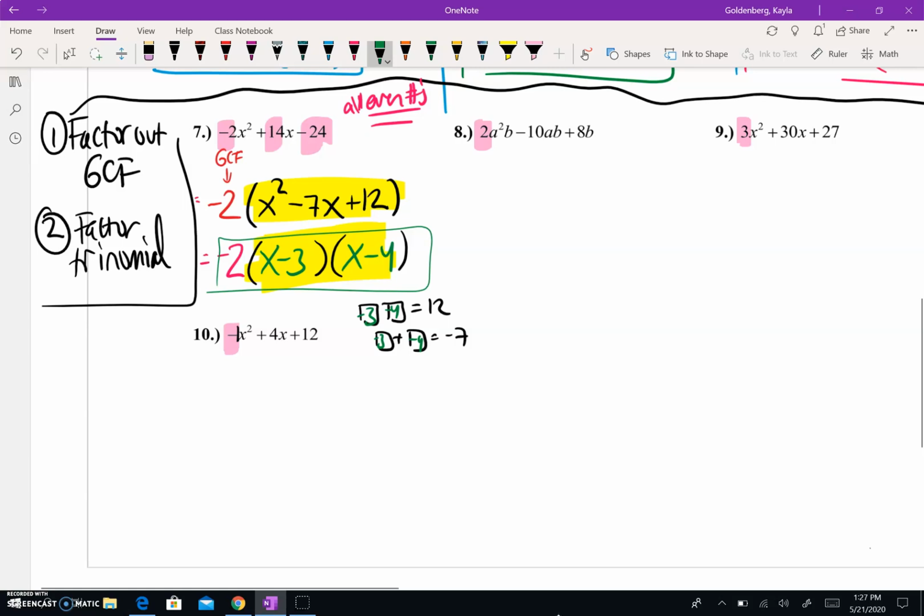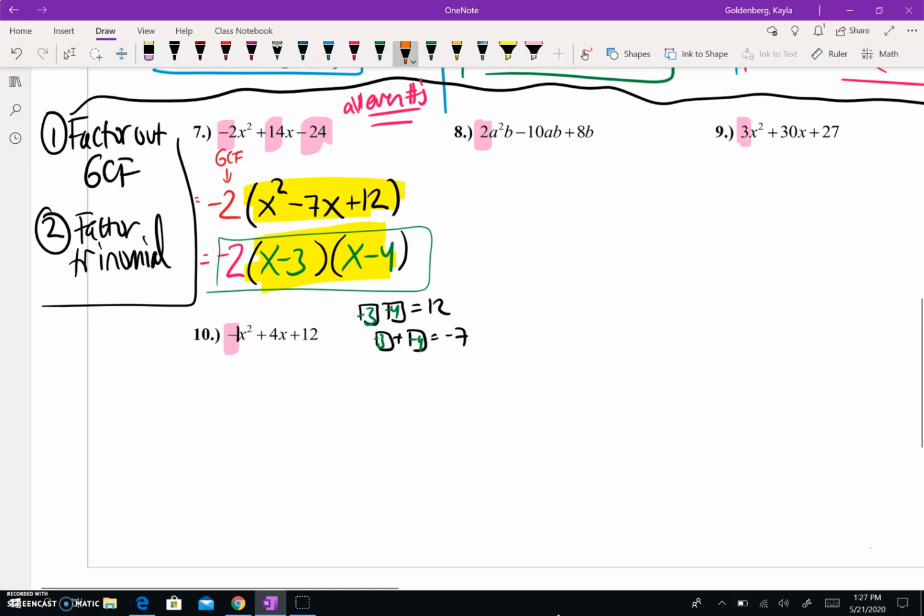I'm going to do number 8, and then what I'm going to suggest is you guys try number 9 and 10 for practice. Notice each time we're really looking at that coefficient, the number in front of the x squared term, to indicate what we should be pulling out. Number 8's a little tricky though.